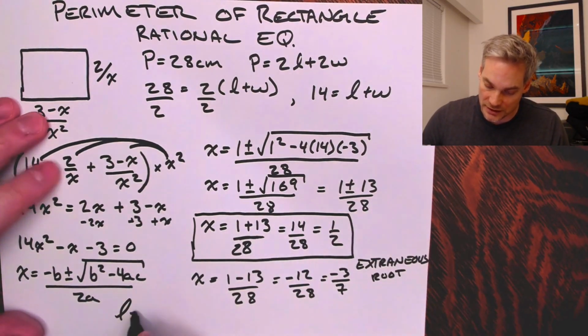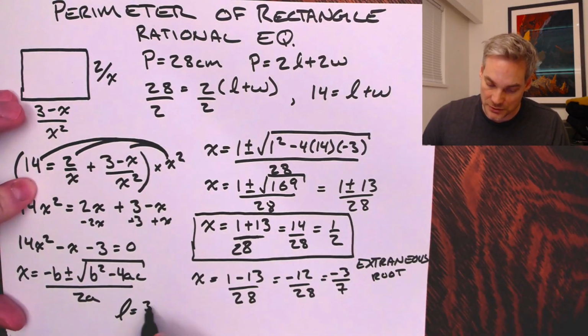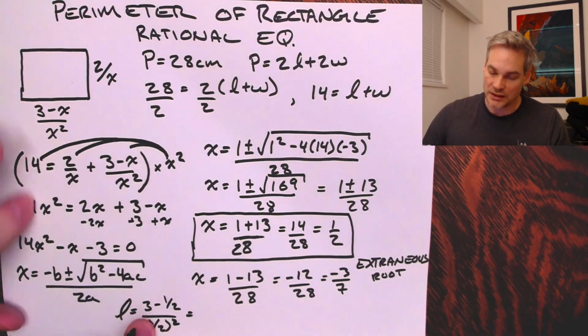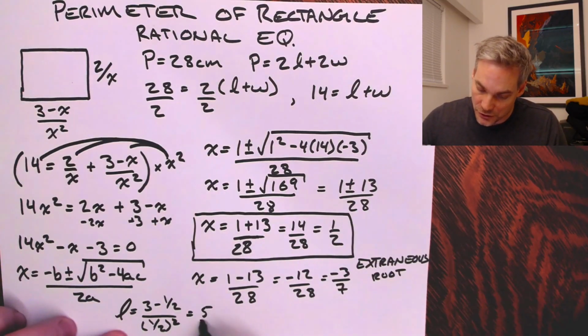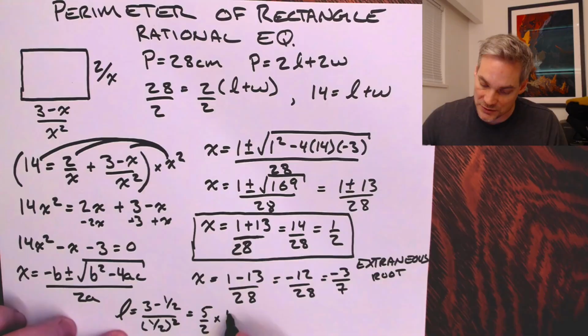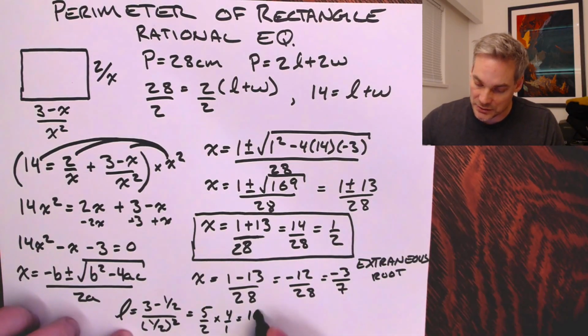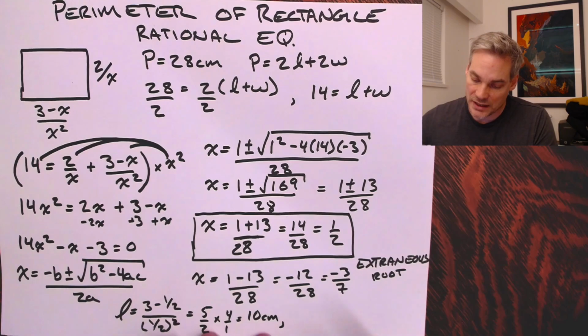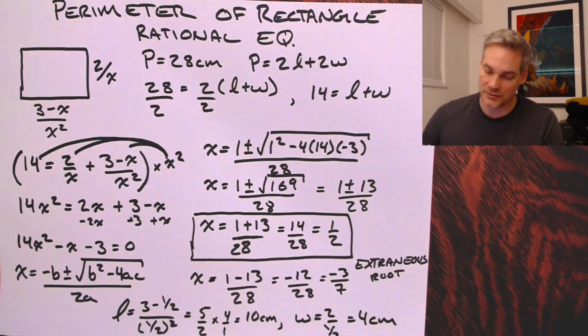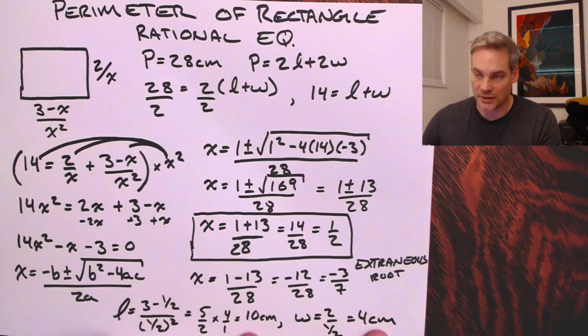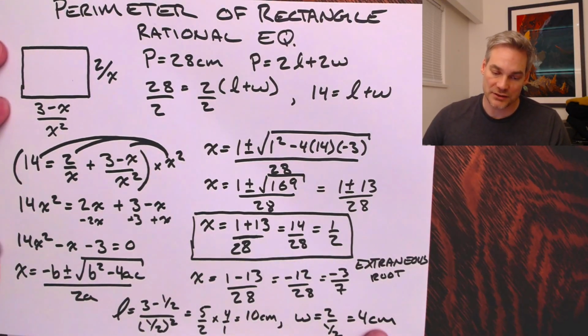So our length is equal to 3 minus 1/2 over 1/2 squared. So that's going to be 5 over 2 times 4 over 1, and that equals 10 centimeters. And the width is just 2 over 1/2, which equals 4 centimeters. So those are our two lengths, the length and the width. And now we have solved for the side unknown.